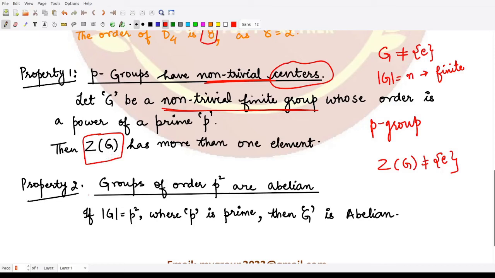The second property tells us that if we are talking about groups which have order P squared, so we are fixing the power here. Otherwise we were saying that any group which has P raised to some power could have any number n. Now we are restricting this power n to 2. So we are just talking about groups which have order P squared, some prime squared. All those groups are abelian. So this is the result.